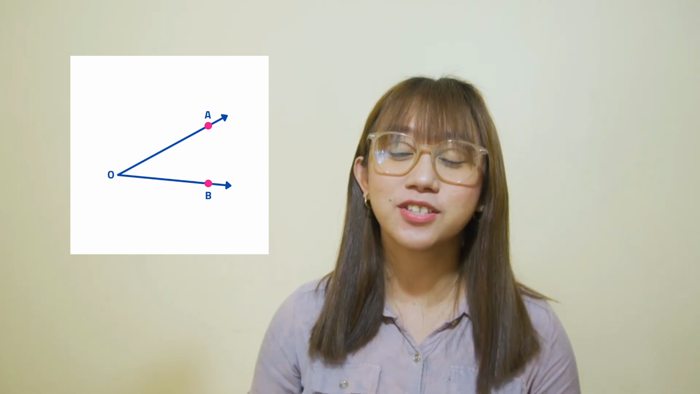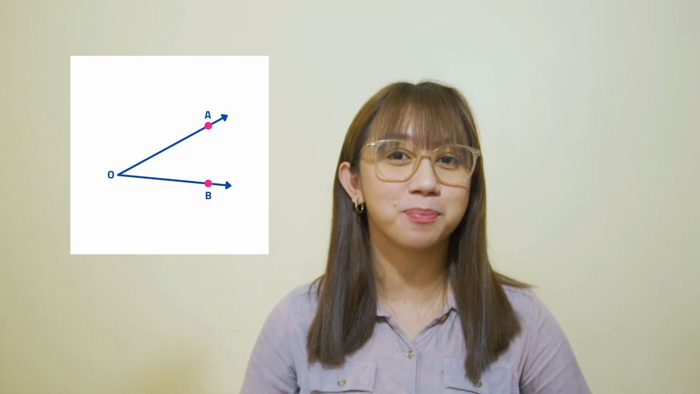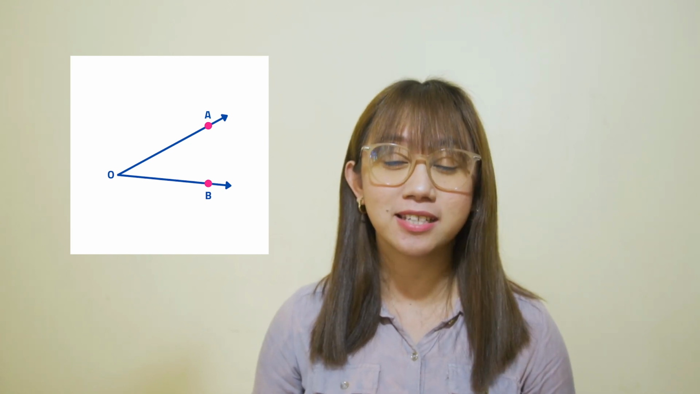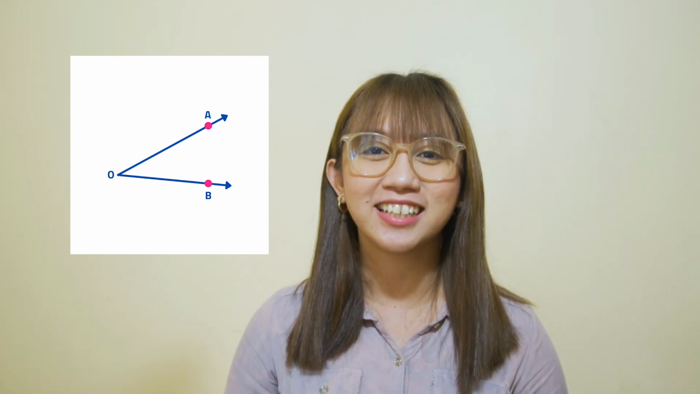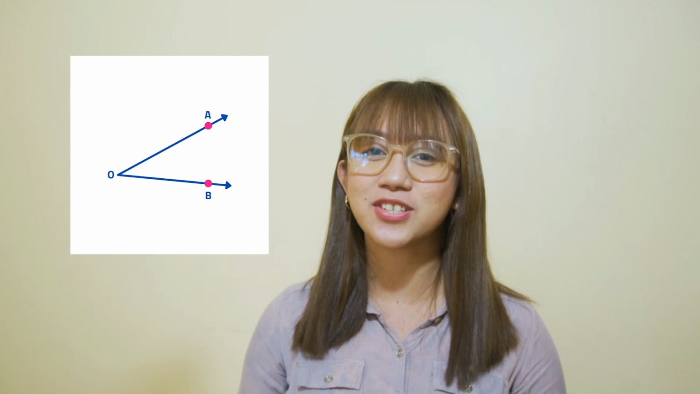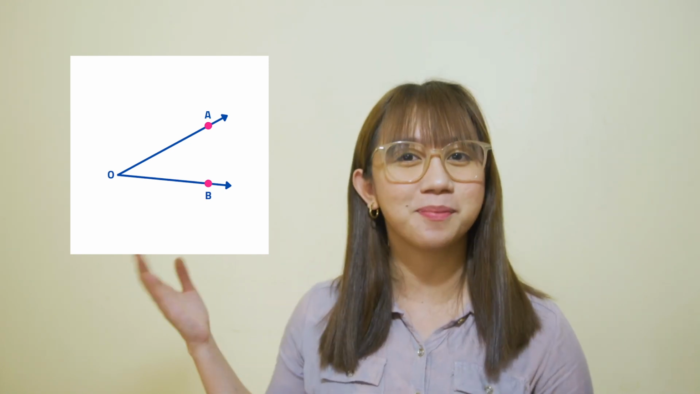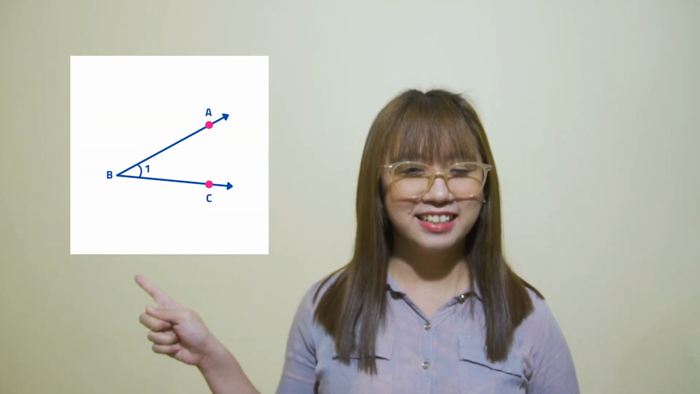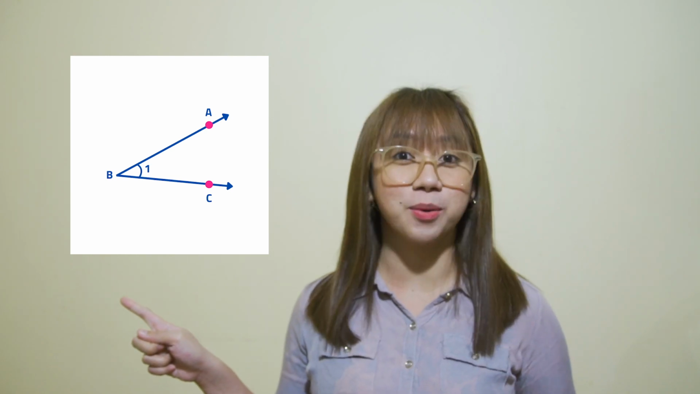An angle is a figure formed by 2 non-collinear rays with a common endpoint. The 2 rays OA and OB are called the sides of the angle, and the common endpoint O is called its vertex. An angle is denoted by this symbol. Take a look at this angle. It can be named in different ways using letters and numbers.